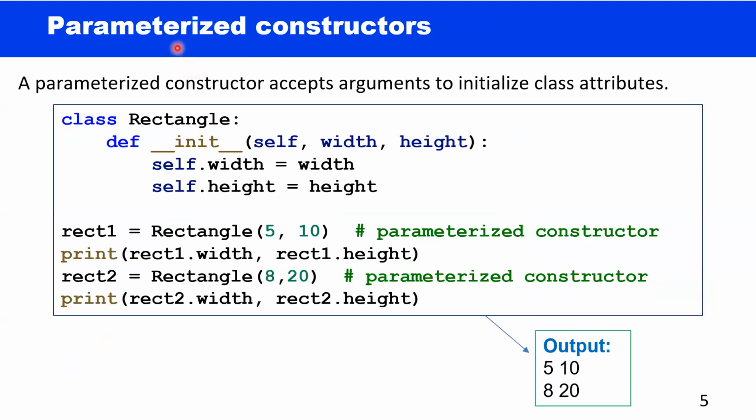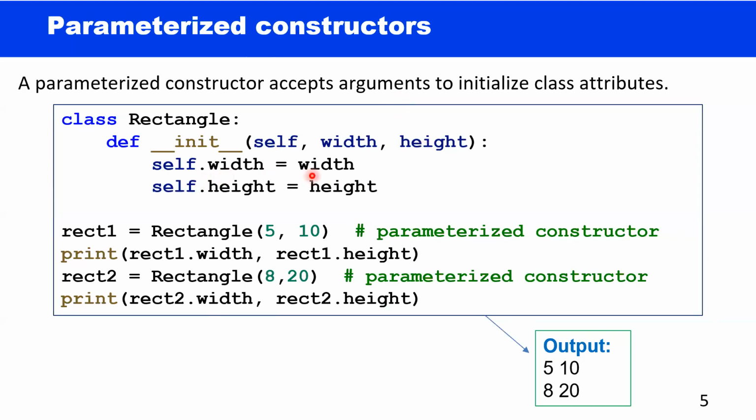Next one is a parameterized constructor. In this case, the constructor allows the parameters to be passed. So a parameterized constructor accepts arguments to initialize class attributes. Let us define a class Rectangle. And in this, we are creating a constructor init with the first argument self, and the second and third arguments are width and height. So these two are the arguments that we are accepting from the instantiation of the object.